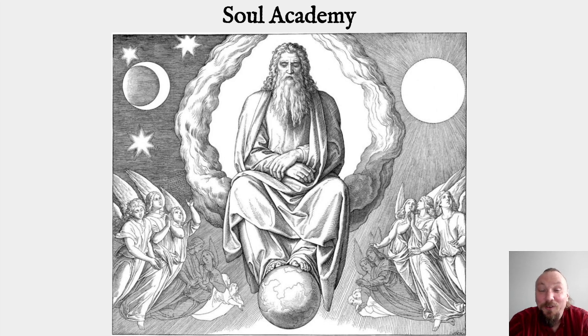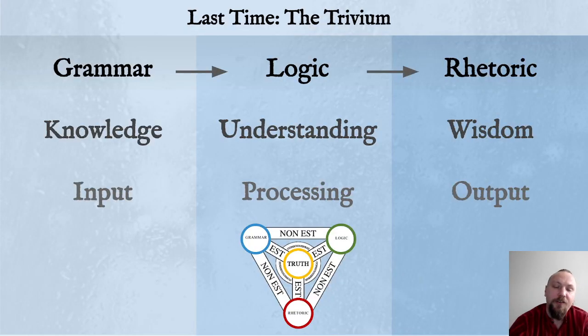This is part 2 of episode 2 of Soul Academy, and I am talking about the liberal arts. This episode I'm going to talk about the quadrivium, which are the final 4 of the 7 liberal arts. Last time I was talking about the trivium, which were the first 3 liberal arts. These are grammar, logic, and rhetoric, and they relate to human language.